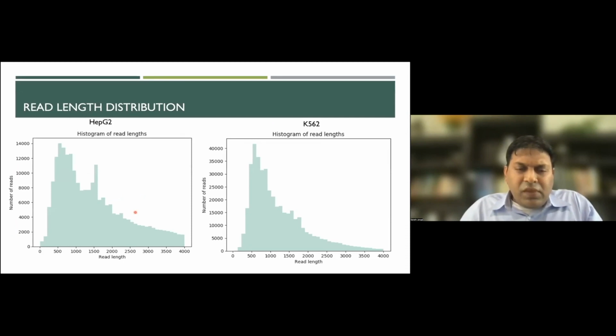When we look at these kinds of data sets, these histograms show the read length on the X-axis and the number of reads on the Y-axis for a liver cell line and a leukemic cell line. As you can see, these are truncated at 4,000 base pairs. You can quickly visualize that there are still differences in the transcript lengths between these two cell lines. However, for a large number of genes, they do capture transcripts end to end.